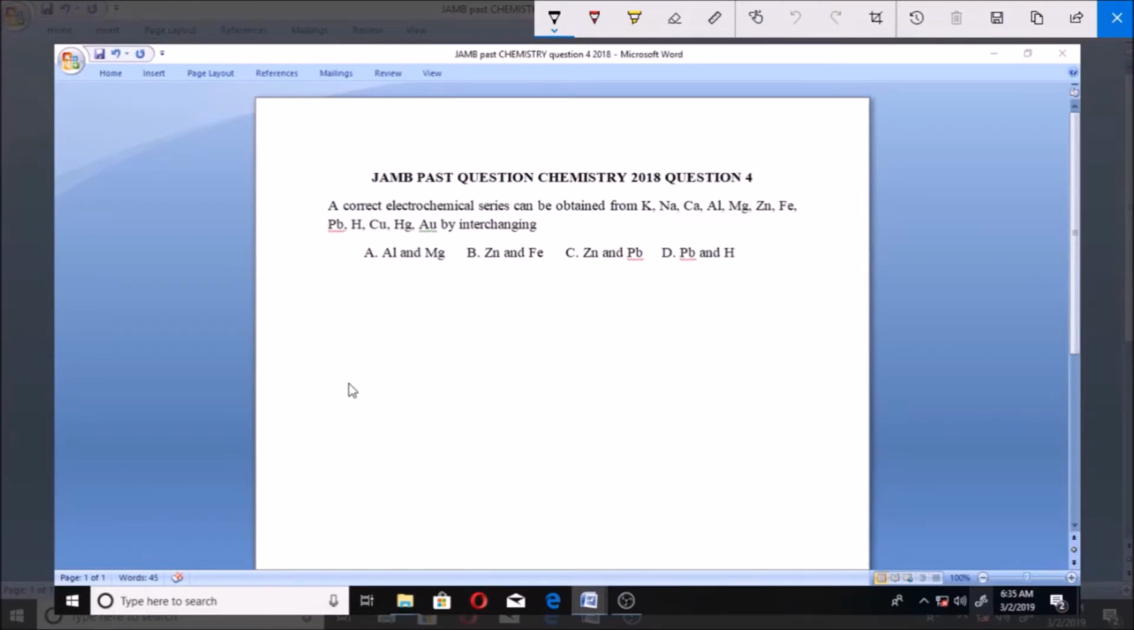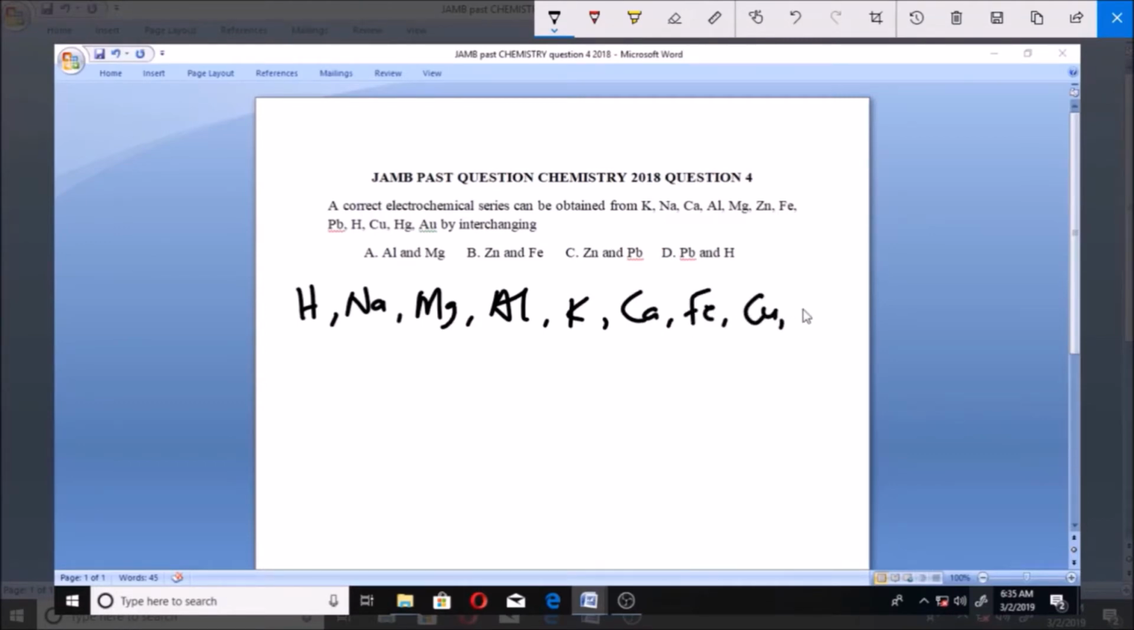So now let me write the right arrangement that we are supposed to have for the electrochemical series. We are supposed to have H, then Na, then Mg, then Al, then K, then Ca, then Fe, then Cu, then Zn, then Ag, then Au, then Hg, then Pb. So that should be the right arrangement.